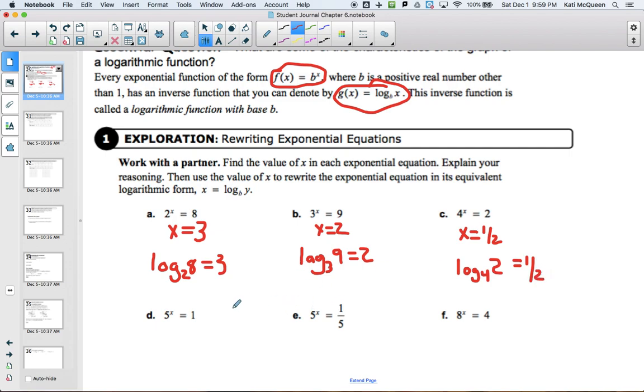All right, next one, another kind of tricky one. So I have to think about 5 to what power equals 1. I know that anything to the 0 power equals 1. So here, x is equal to 0. Anything to the 0 power equals 1. So when I rewrite this in log form, I would have log base 5 of 1 equals 0.